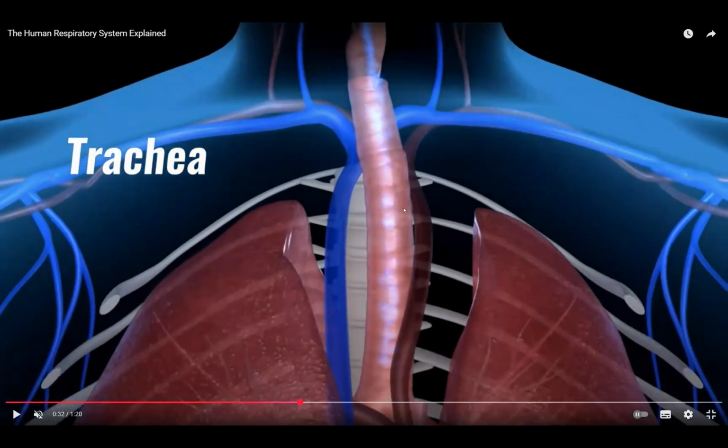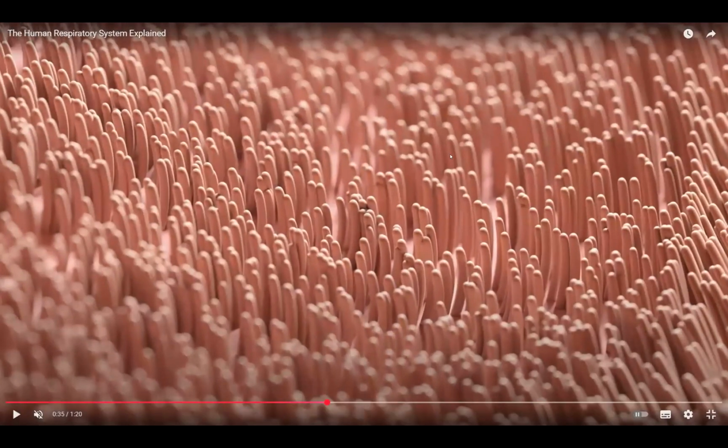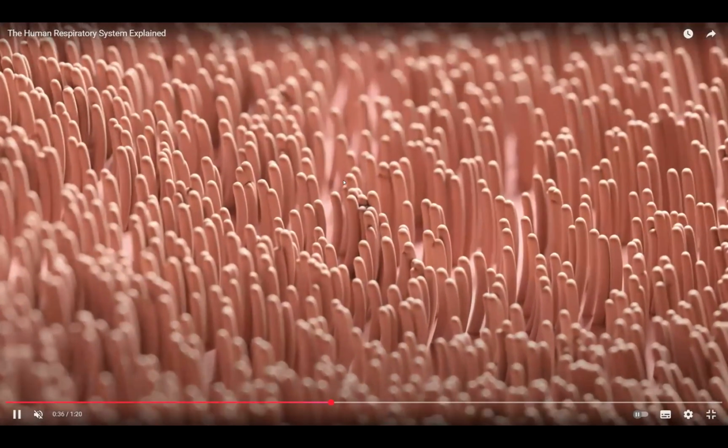Trachea is known as the windpipe, which is the common passage for food and wind, the air to travel from the nose to the lungs. That's why it is guarded by the epiglottis. Yes, ma'am. Now within the trachea you have ciliated structures.